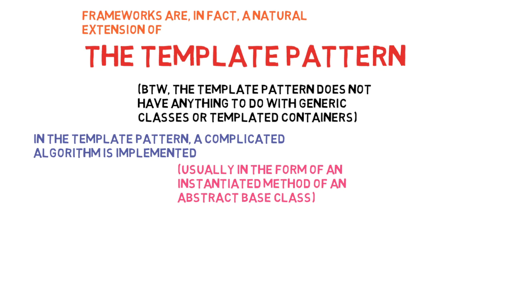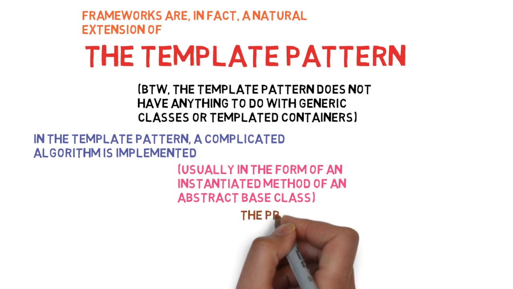What does this mean? This means that you have an abstract base class. It has a whole bunch of methods. Most of these methods have implementations. These implementations are the various steps in the complicated algorithm which are pre-implemented for us as a form of instantiated methods of this abstract base class. Instantiated methods basically just mean methods which have implementation.